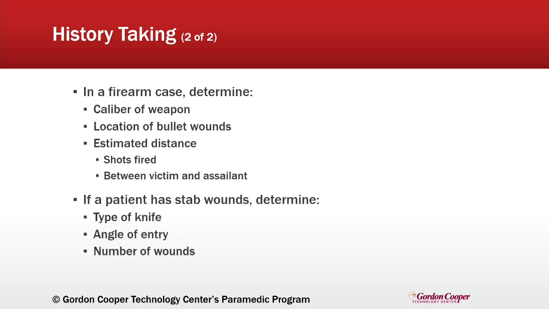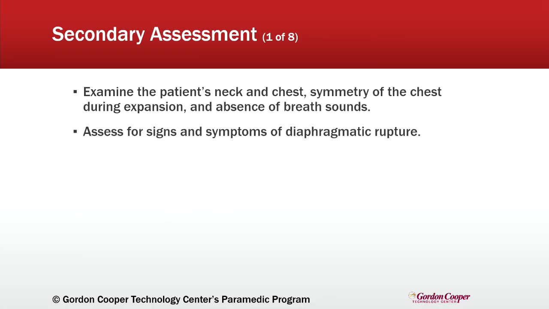If a patient has sustained penetrating trauma, it is important to identify the type of weapon used whenever possible. In the case of a firearm, try to determine the weapon's caliber, the location of all the bullet wounds, and the distance the shots were fired from. If a patient has stab wounds, you should determine the type of knife used, the angle of entry, the number of stab wounds, maybe even the depth and width of that particular knife, which will be really helpful when they arrive at the trauma center.